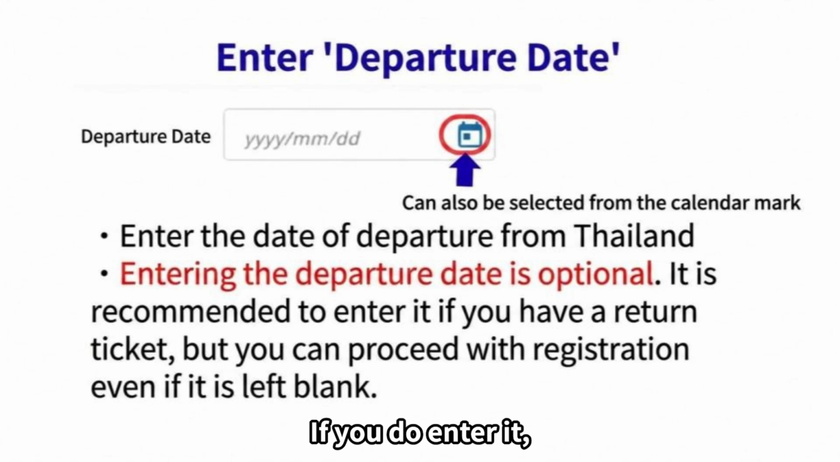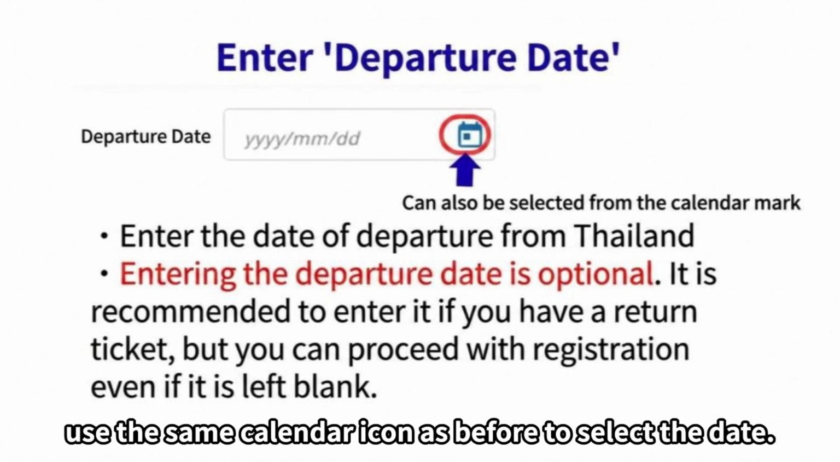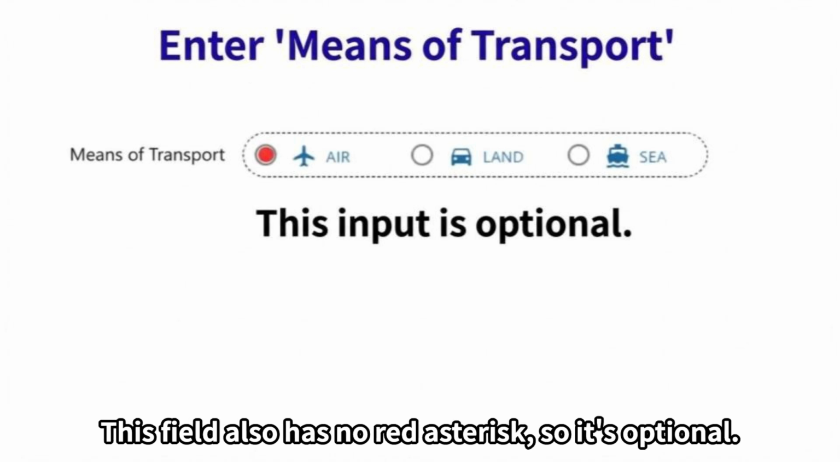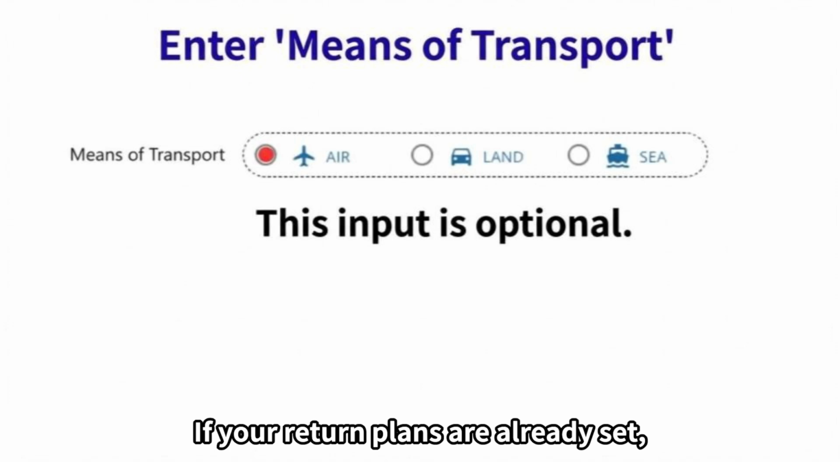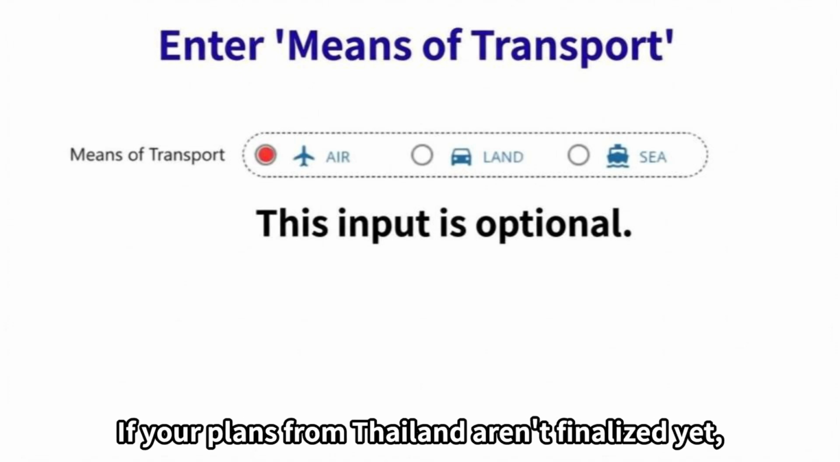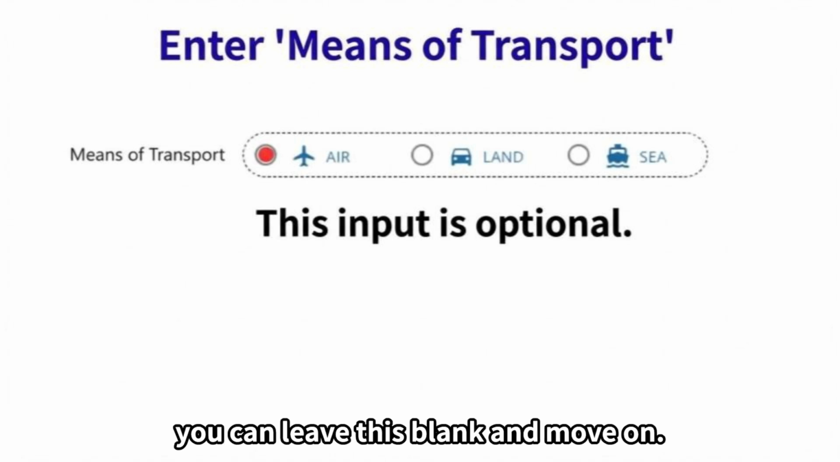If you do enter it, use the same calendar icon as before to select the date. Next is the field for your mode of transport on departure. This field also has no red asterisk, so it's optional. If your return plans are already set, go ahead and check air or whatever applies. If your plans from Thailand aren't finalized yet, you can leave this blank and move on.